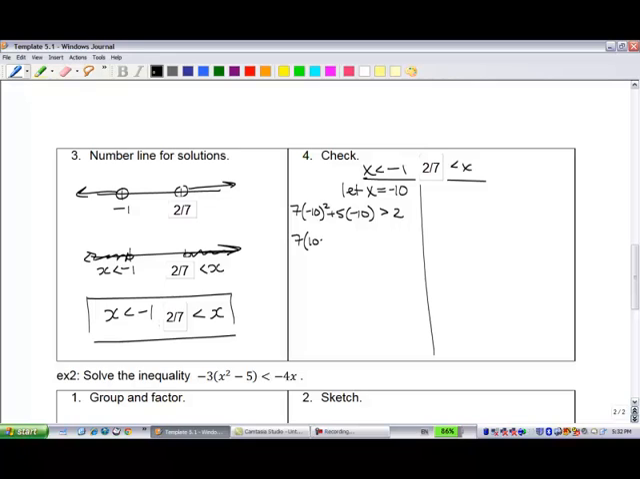-10 squared is positive 100, times 7 is 700, minus 50. Is that greater than 2? Is 700 minus 50 greater than 2? And is 650 greater than 2? Yeah, you bet that is. So that's probably an appropriate answer.